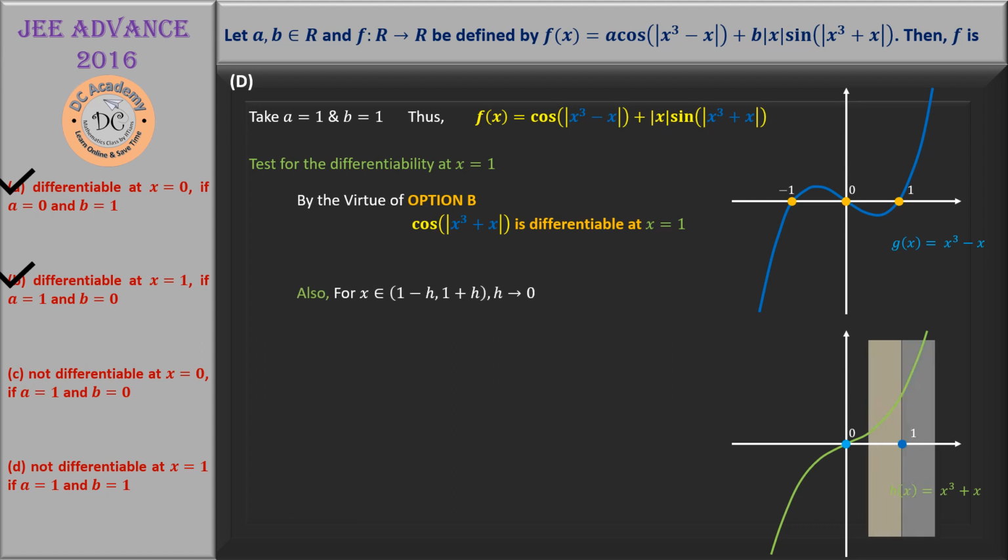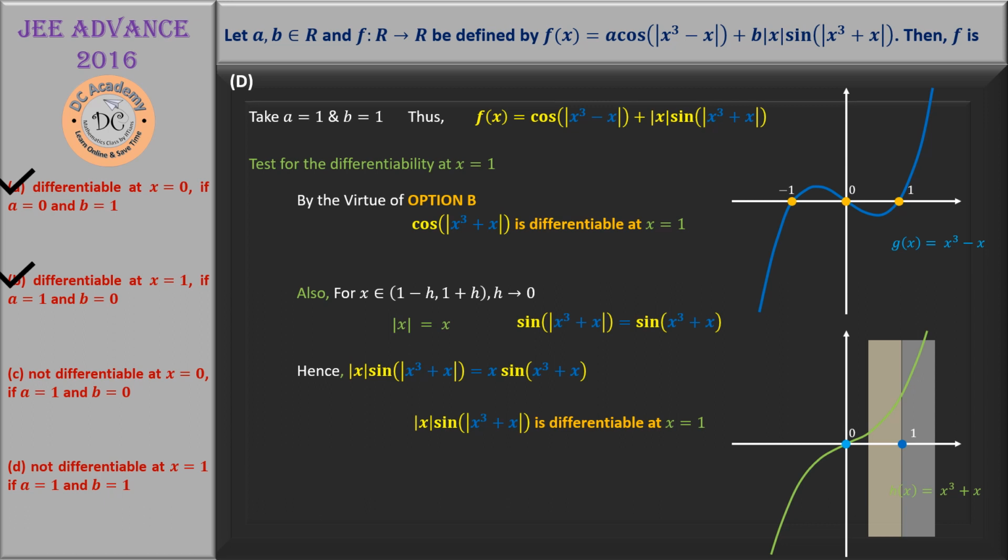Notice that when we talk about 1 minus h and 1 plus h, mod x is equal to x, and sine of (x cube plus x) stays sine of (x cube plus x). Why? Because in these two regions x is greater than 0, and x cube plus x is always greater than 0. So using mod in this region is not meaningful. We can write the function as x times sine of (x cube plus x), and by normal observation, this is also differentiable at x equal to 1.